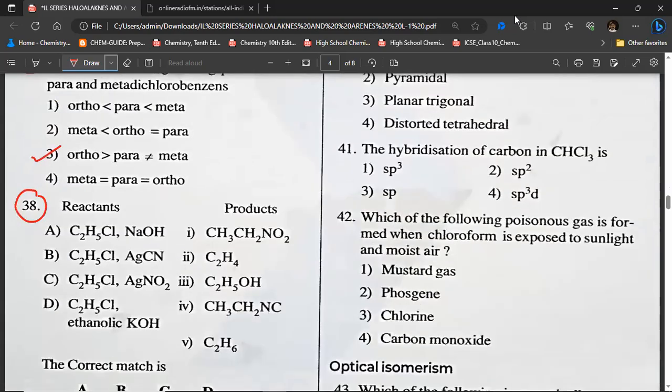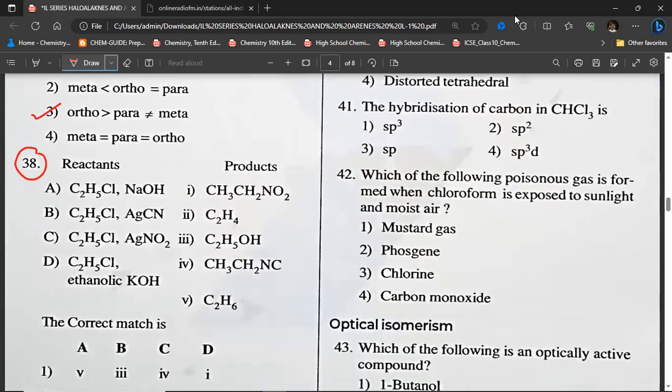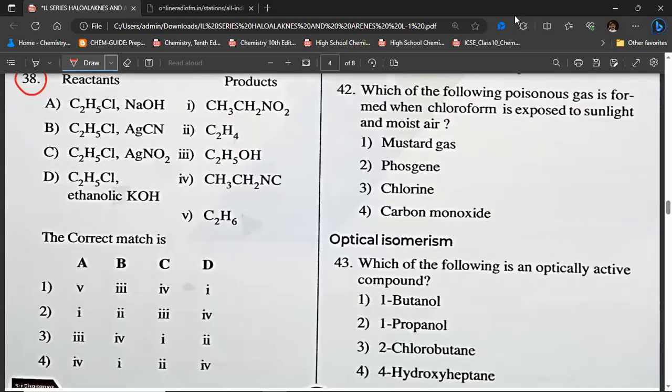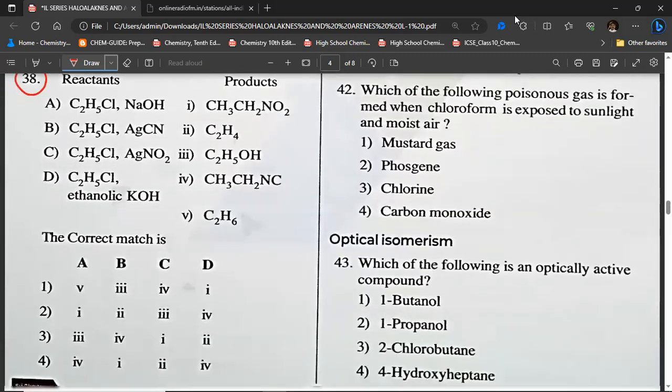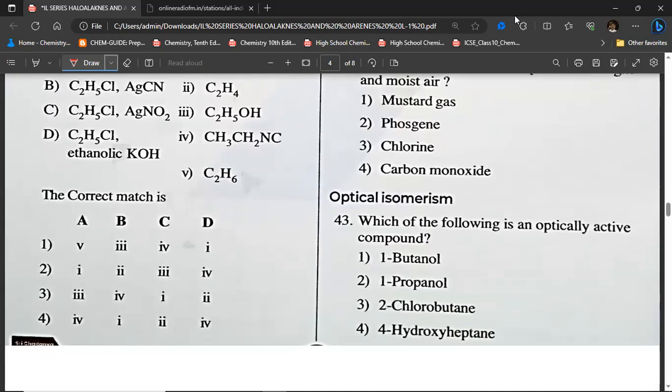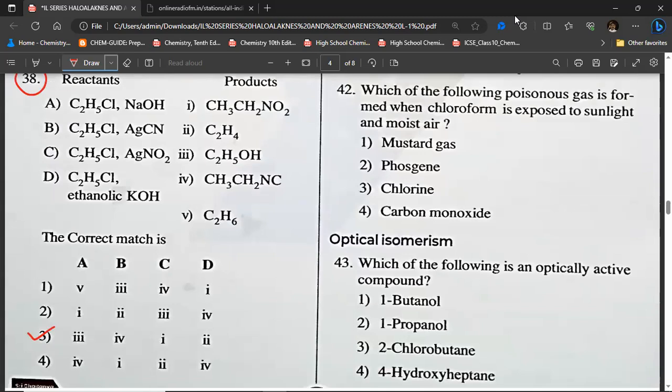38, ethyl chloride, sodium hydroxide and AgCN. Usually ethyl chloride with AgCN, isocyanide will be formed. So B4, we have ethanolic KOH and ethyl chloride gives C2H4, D2. B4, D2, we have the third option. That means for 38 the third option is the right option. The rest of the others definitely match. C1 is nothing but C2H5Cl reacting with silver nitrite, giving nitroethane CH3CH2NO2.